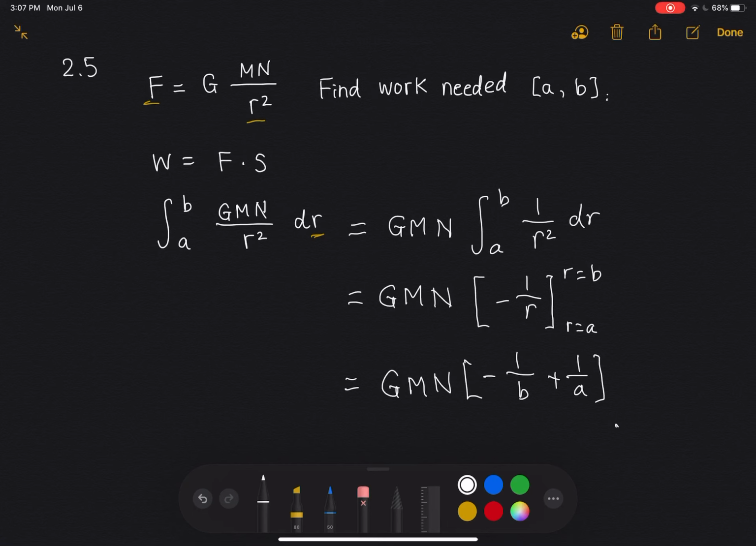You can leave it like this, or you can just write it down as G m n times 1 over a minus 1 over b. Any equivalent form should give you the points.